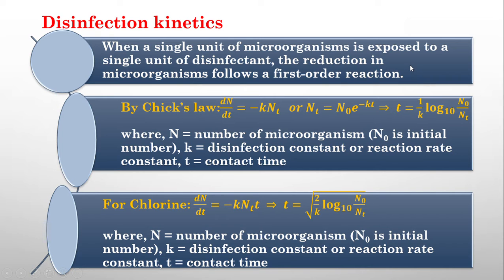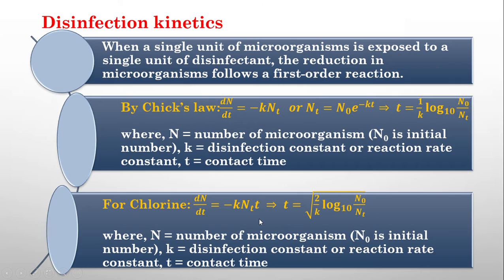Okay, so this is the equation given by Chick for calculating the rate of decrease in bacteria or microorganisms by the addition of disinfectant. But this equation is not applicable for chlorine. Chlorine is a generally used disinfectant, but for substances other than chlorine we can use this equation. For chlorine the equation is slightly different. It is not given by Chick, it is given by some other scientist, and the equation is dN/dt = -kNt.